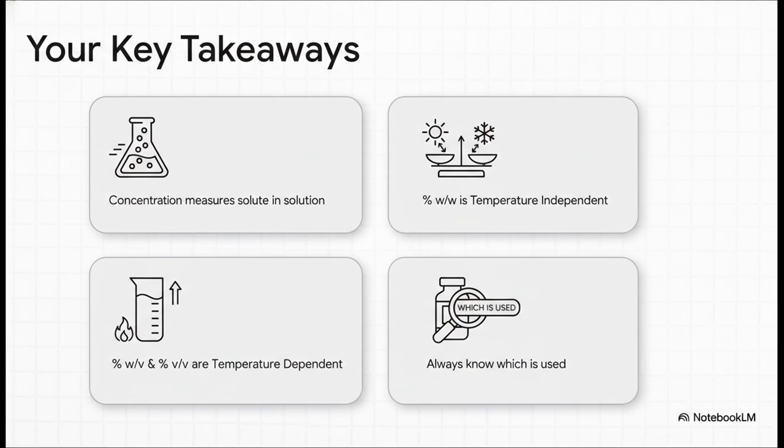Okay, let's do a super quick recap. What are the big things to take away from this? 1. Concentration is just a fancy way of saying how much stuff is in a solution. 2. Percent weight by weight is your rock. It's stable and doesn't care about the temperature. 3. Anytime volume is involved, so percent W by V or V by V, your measurement is going to change if the temperature changes. And that brings us to the final point. For any kind of precision work, you absolutely have to know which type of concentration you're dealing with.